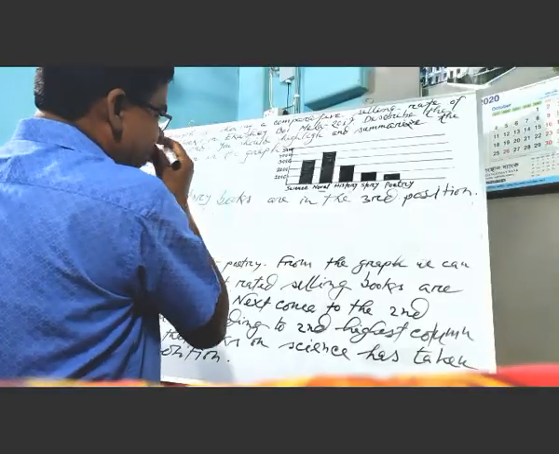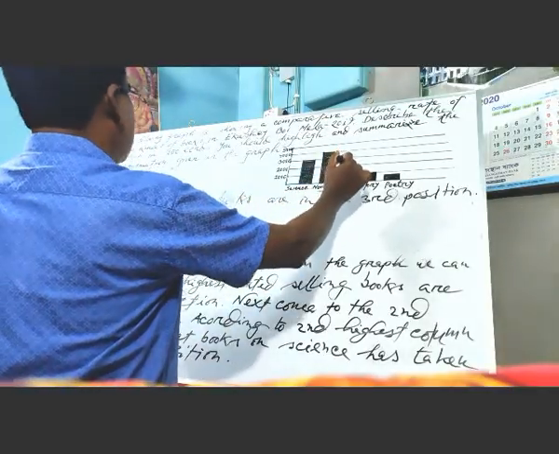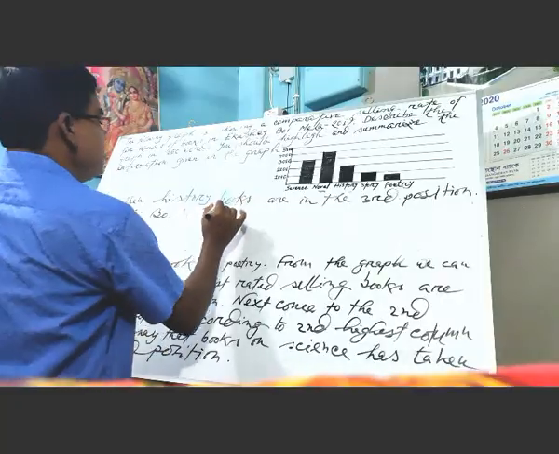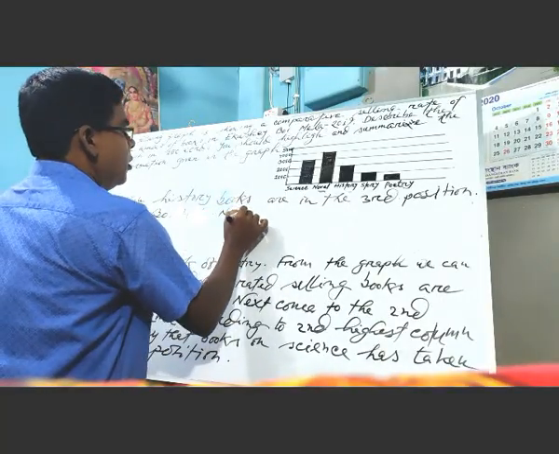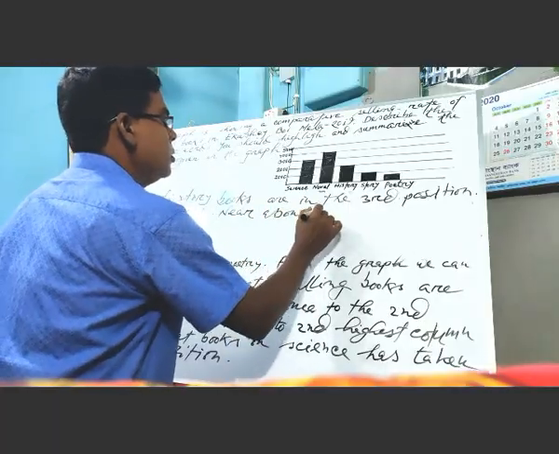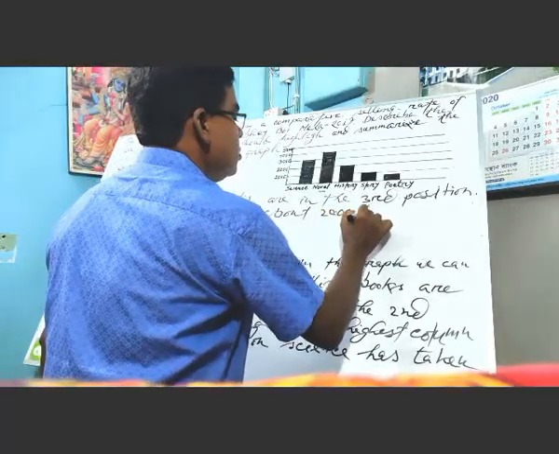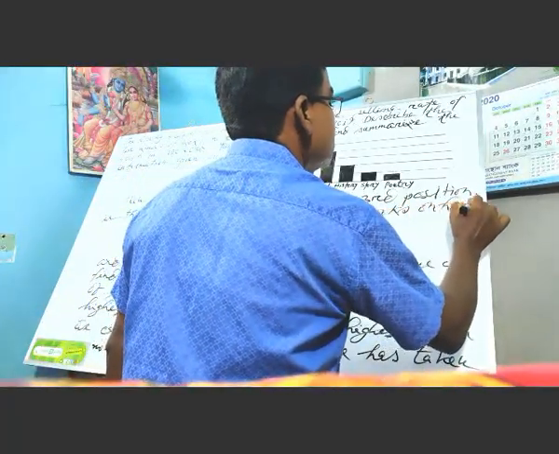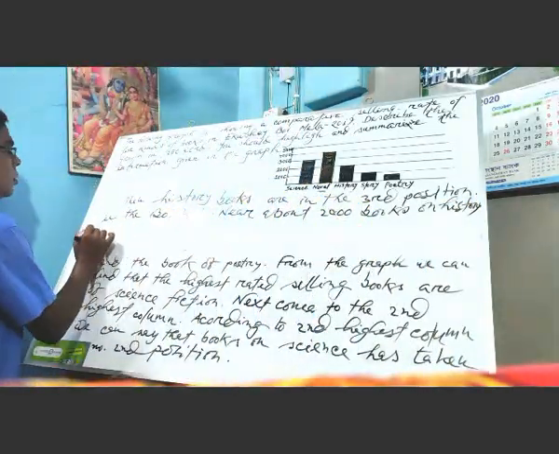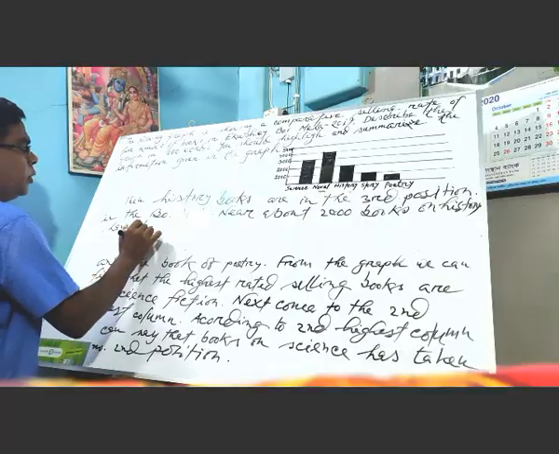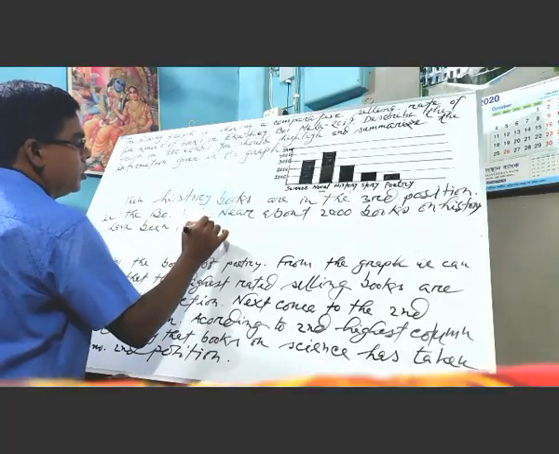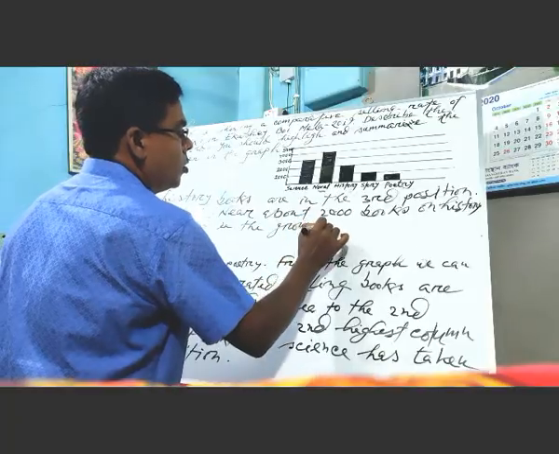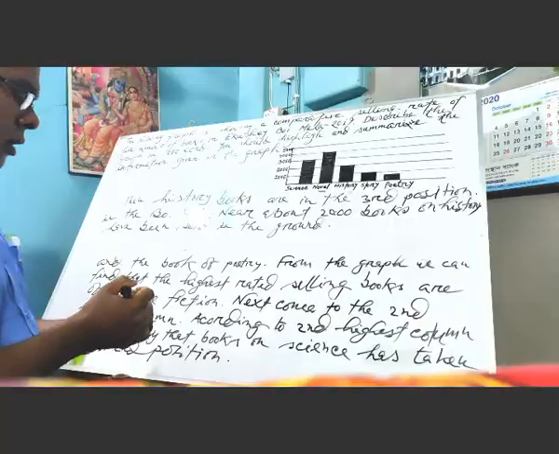And in third position, the amount of the books are 2000, near about 2000 books are sold. So you can quote here, near about 2000 books on history have been sold in this ground.